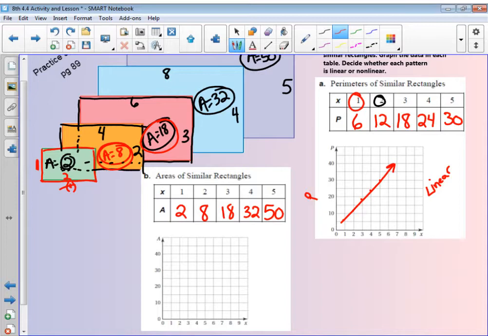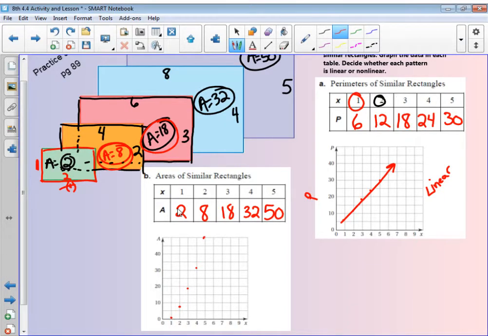Okay, so we're going to go ahead and now graph this information. So I'm going to go over to 1, up to 2. Okay, and then over to 2, up to 8. Over to 3, up to 18. Over to 4, up to 32. Over to 5, up to 50. So 50 is clear up here.